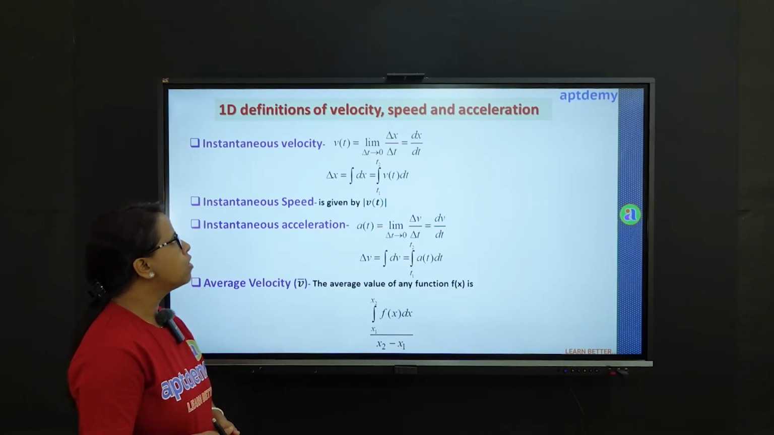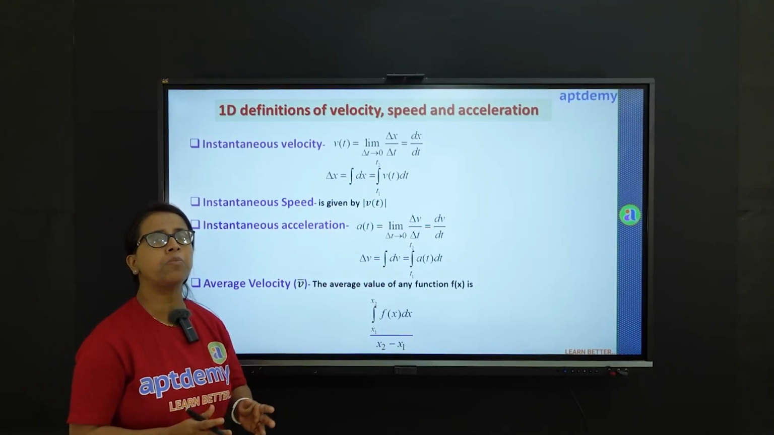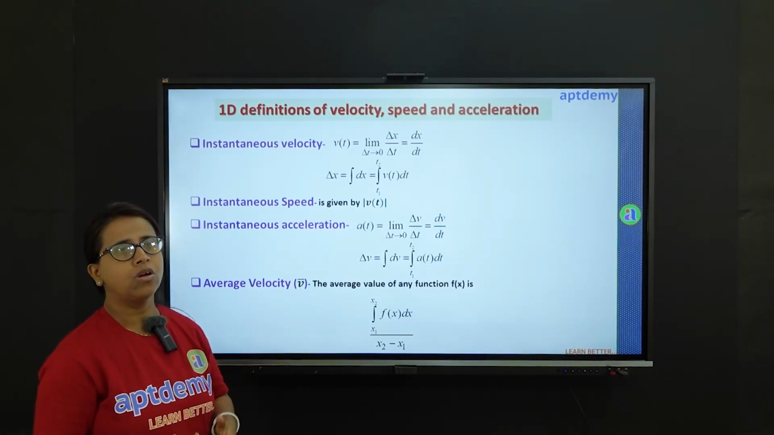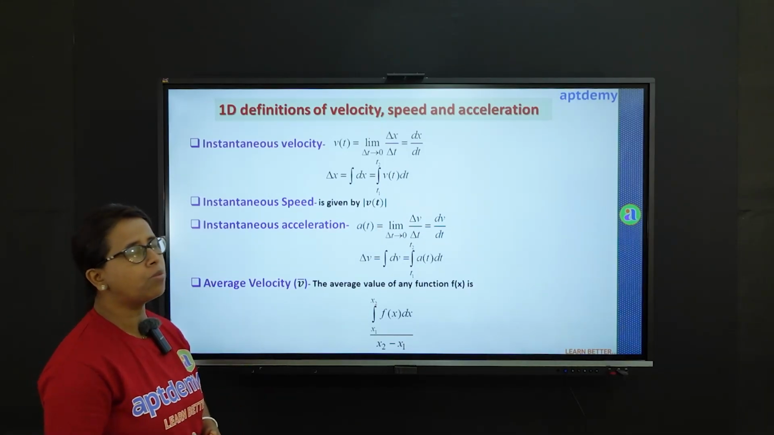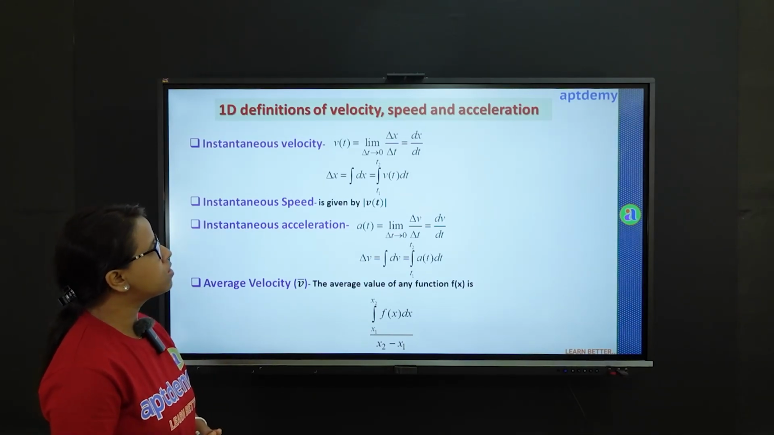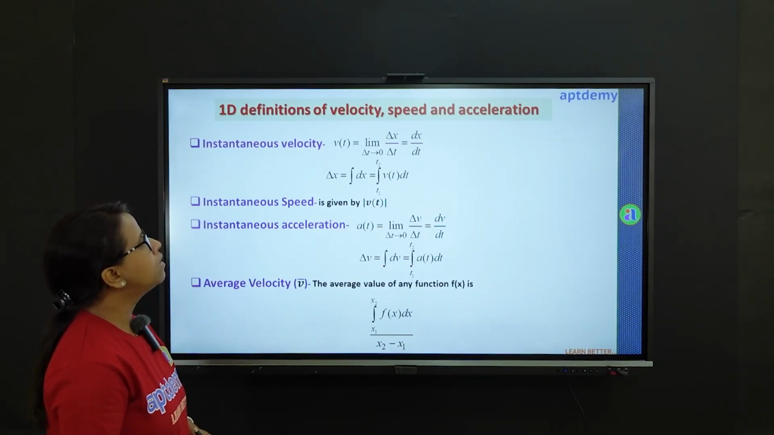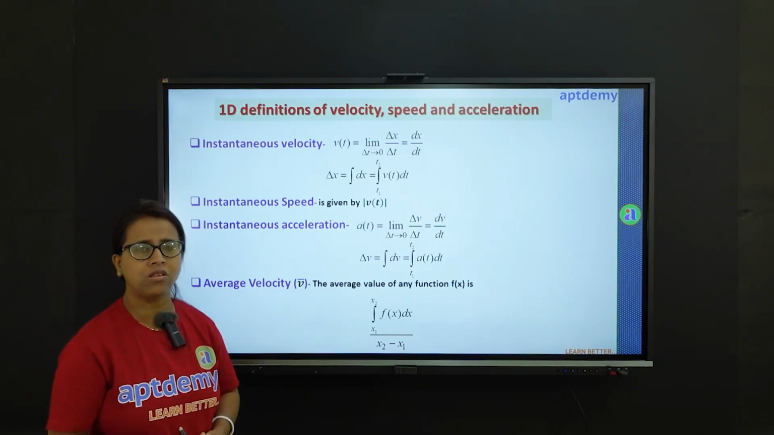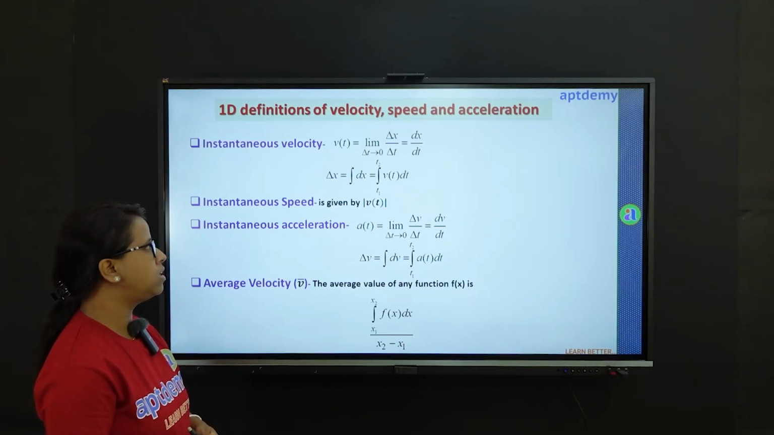Instantaneous velocity is nothing but the velocity of the particle at any particular instant of time. When we look at it from the calculus point of view, this is how we can write down a mathematical form for the instantaneous velocity. Instantaneous velocity v of t can be written as limit delta t tending to 0 of delta x over delta t. This is nothing but the small change in distance in a small interval of time dt. So this is dx/dt.